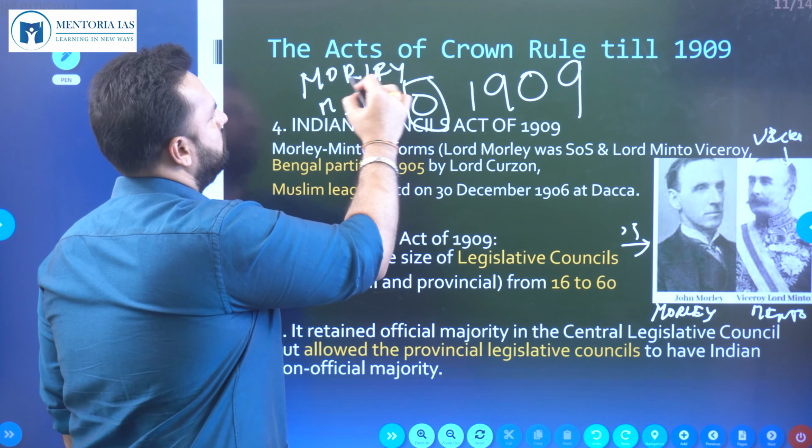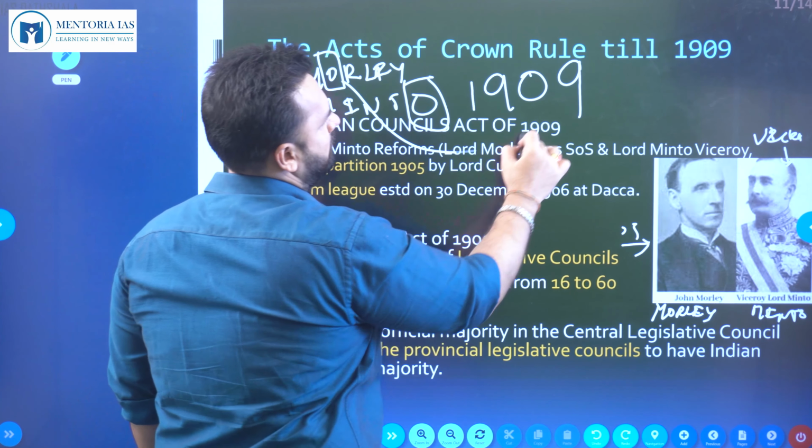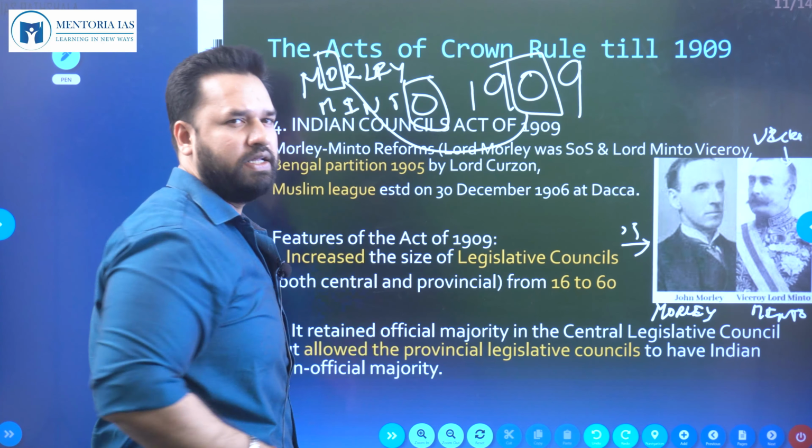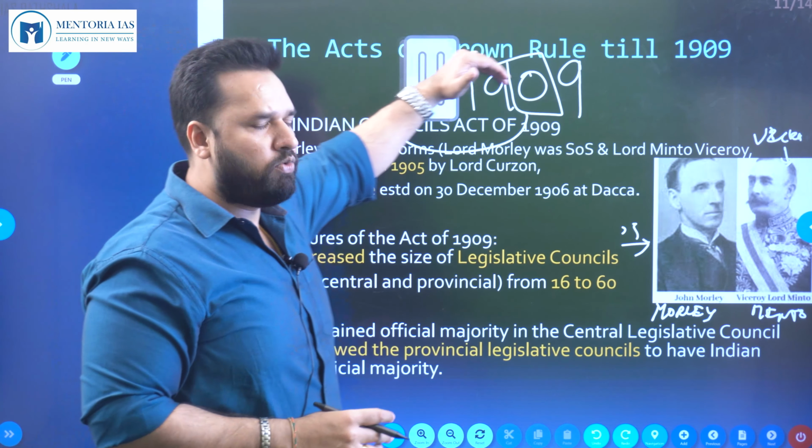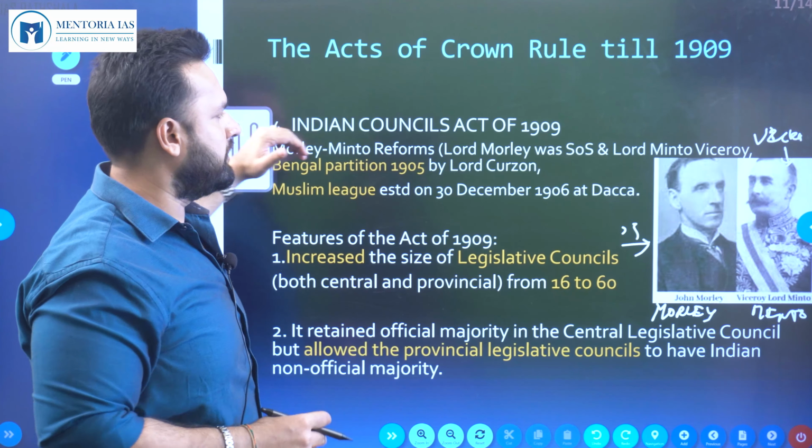Minto has an O. Morley has an O. And 1909 has an O. So that is how you remember. That is a trick for this. Okay. So in the background, what happened in the year 1905?